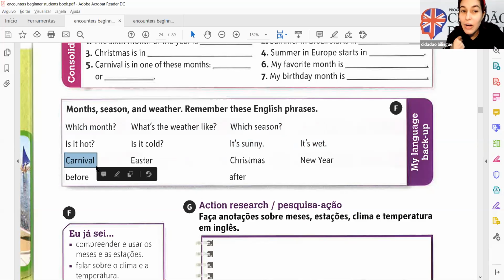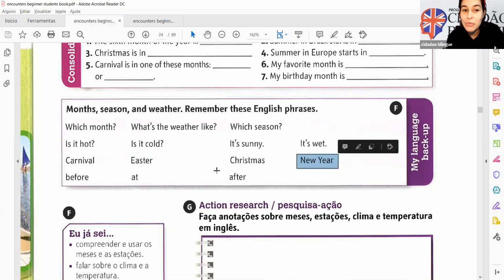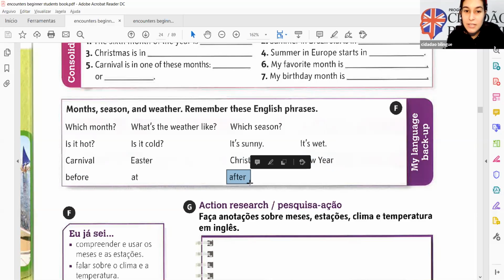Carnival. Carnaval. Okay? Easter. We are really close to Easter. A gente tá bem perto de Easter. Easter é Páscoa. Okay? Christmas. Natal, Christmas, ok? New Year, Ano Novo. Before, antes. At, em, ok? After, depois, ok? Any questions, you guys? Alguma pergunta?